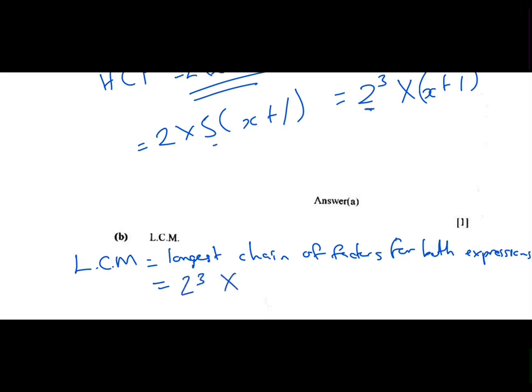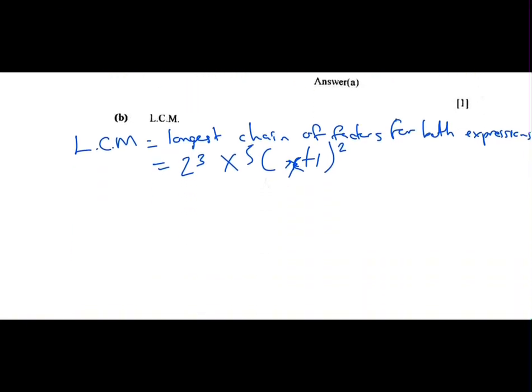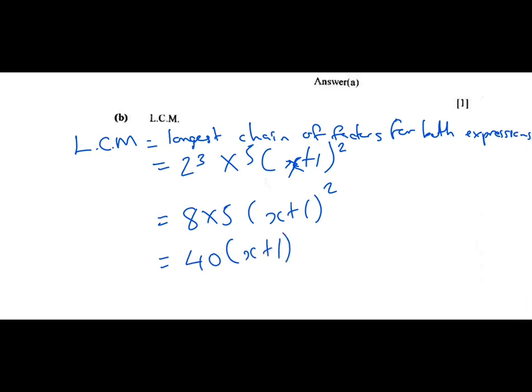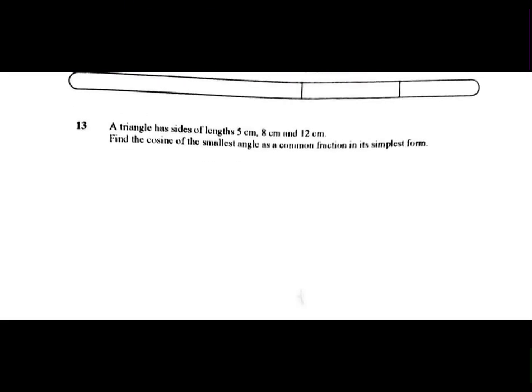Then the longest chain of 5 is just 1 there, so we write our 5, and then the longest chain of (x + 1) is found on the other side, (x + 1) squared. So our expression would read 2 to the power 3 times 5(x + 1) squared. That's our lowest common multiple for that expression. So it will be 8 times 5(x + 1) squared, which would be 40 multiplied by (x + 1) squared. Alright, so we found our answer there. Just take note to remember this. Move on to question 13.